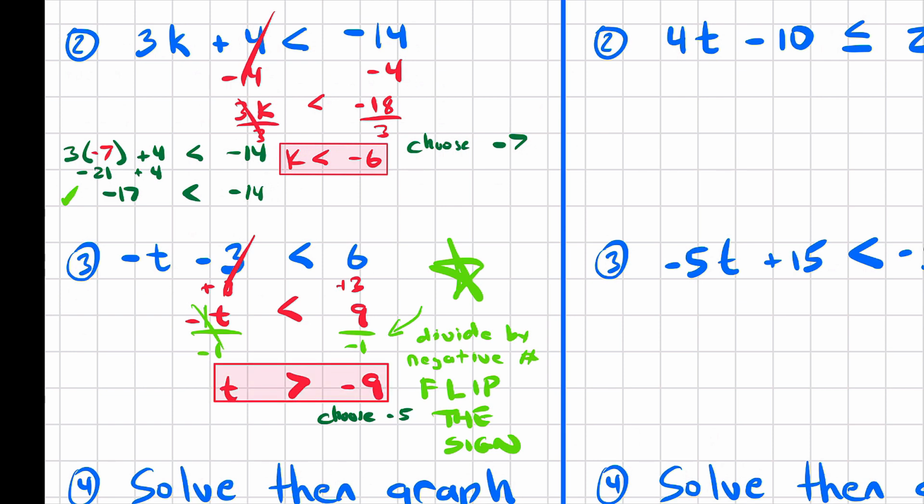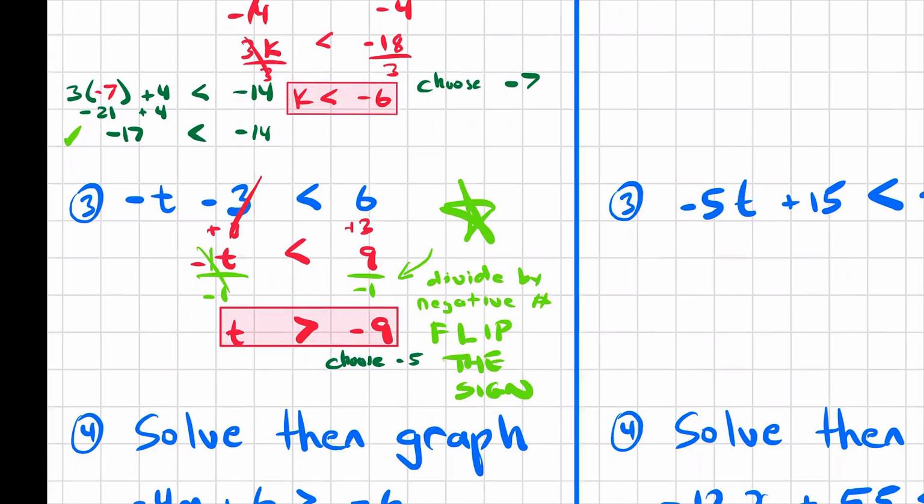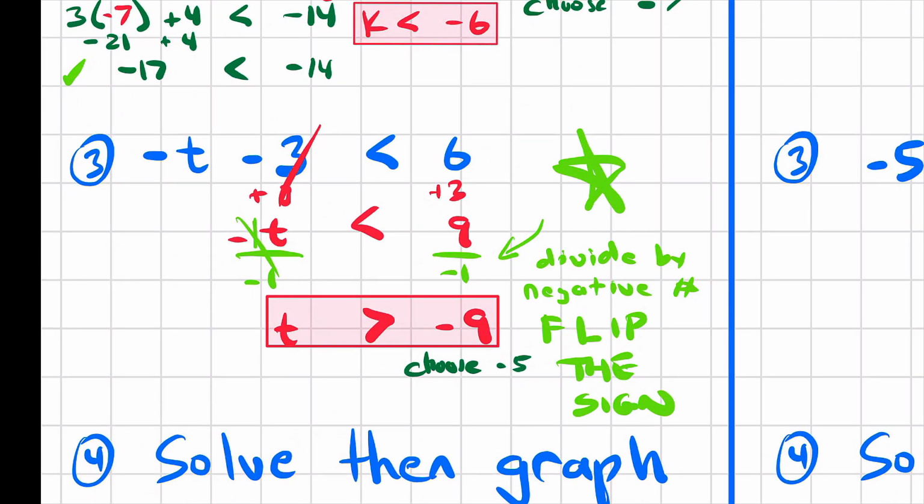Okay, and I go back to my original equation, which was, I'm just going to make this a little bit bigger, negative t minus 3 is less than 6. So we're going to choose negative 5, so I'm going to put a negative 5 into that bracket. So what I've got there is a negative negative 5, and I know that a negative negative 5 is a positive 5, minus 3. Is that less than 6?